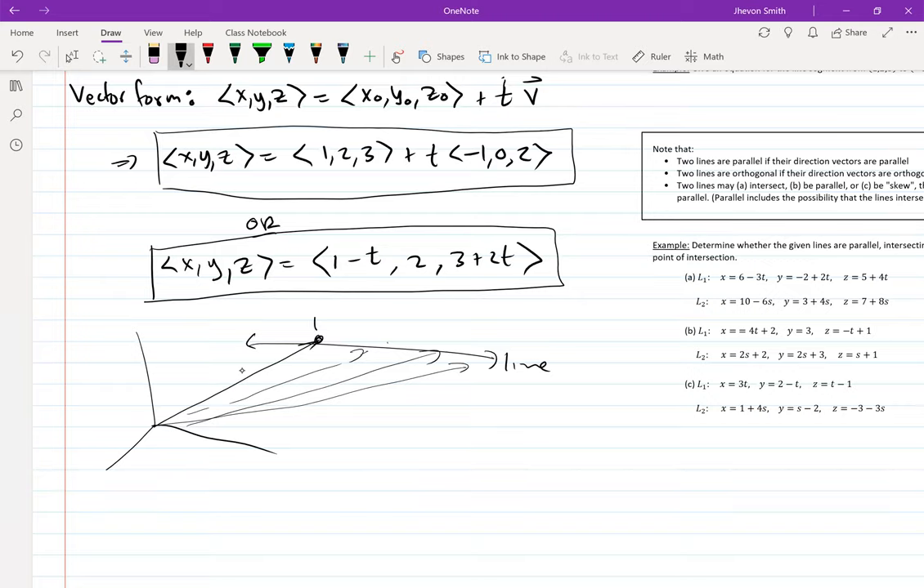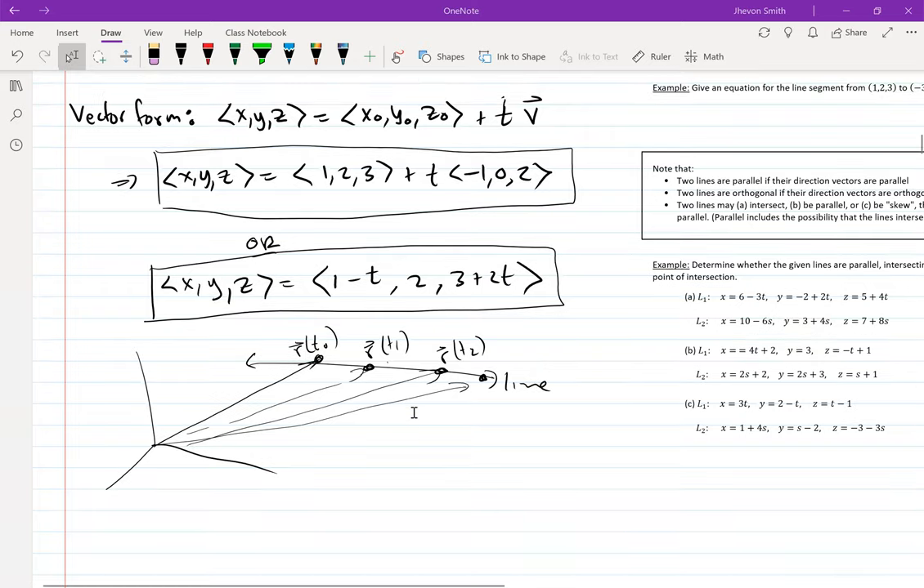So this is like t naught, and this is r of t naught, and then this will be r of t1, and then r of t2, et cetera. It'll trace out points along this line for different t values. The t here is kind of like what your x would be in 2D if you had y as the dependent variable. Okay.